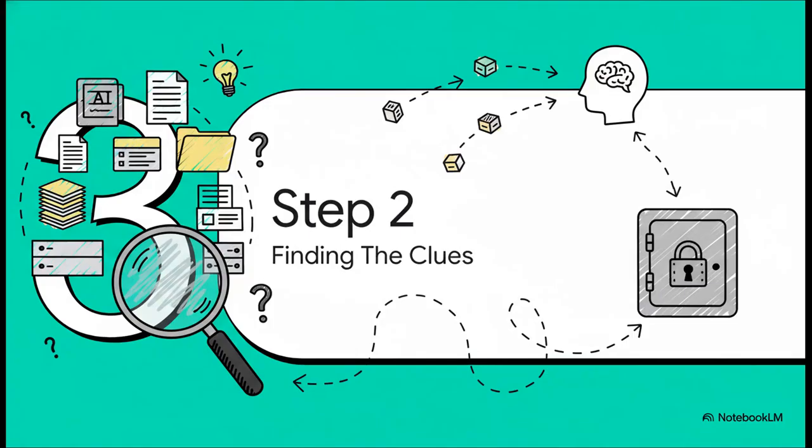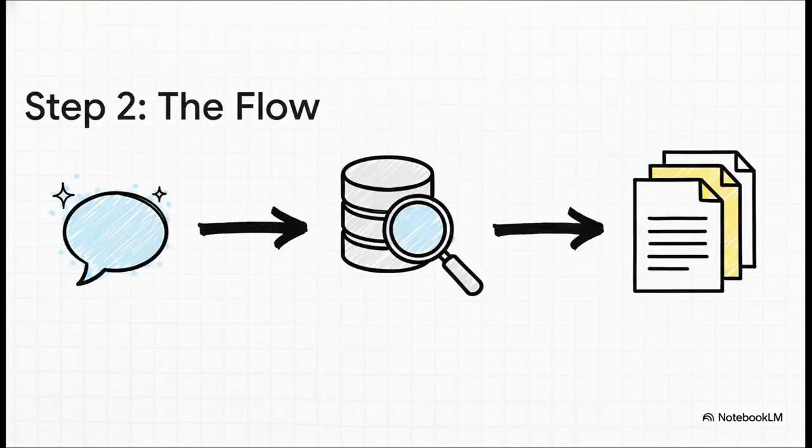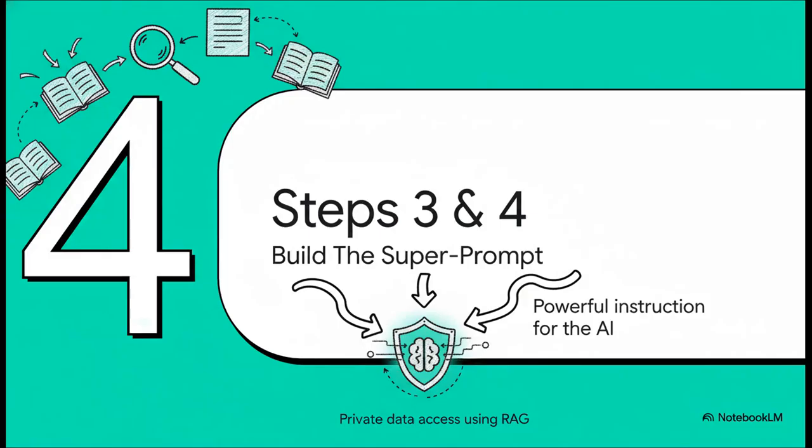Okay, so now we have a really clear question. It's time to go find the clues hidden in your private data. This is where the retrieval part of RAG really comes into play. This polished-up question gets handed off to what's called an Index Lookup tool. You can think of this tool as a super fast detective that instantly searches through all your digital files, your file cabinet basically, to pull out the most relevant documents that might hold the answer. The flow is pretty simple, but it's incredibly powerful. The refined question goes in, the Index Lookup tool does its magic, and out pop the documents that are most likely to help.